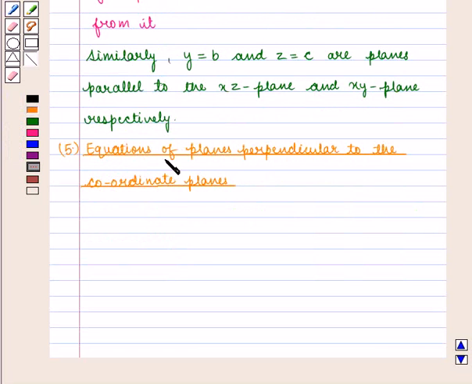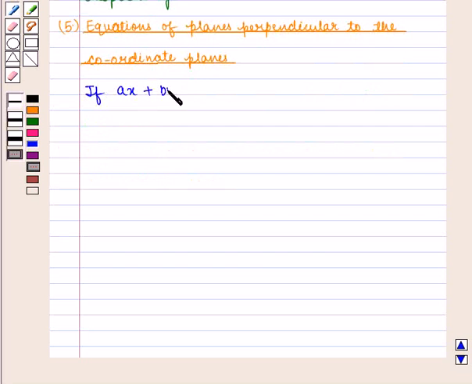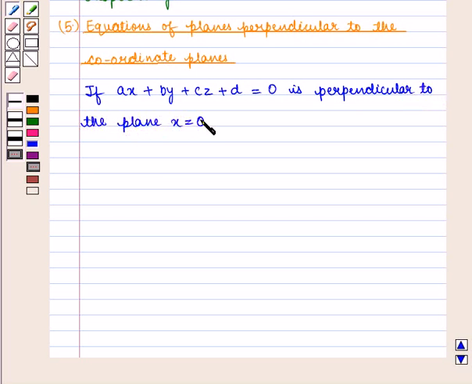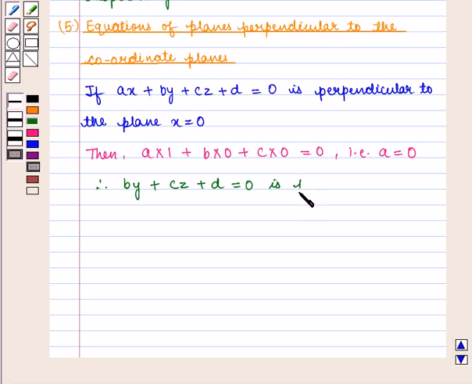Now we shall discuss equations of planes perpendicular to the coordinate planes. If AX plus BY plus CZ plus D is equal to 0 is perpendicular to the plane X is equal to 0, then A into 1 plus B into 0 plus C into 0 is equal to 0, that is A is equal to 0. Therefore BY plus CZ plus D is equal to 0 is perpendicular to the plane X is equal to 0.